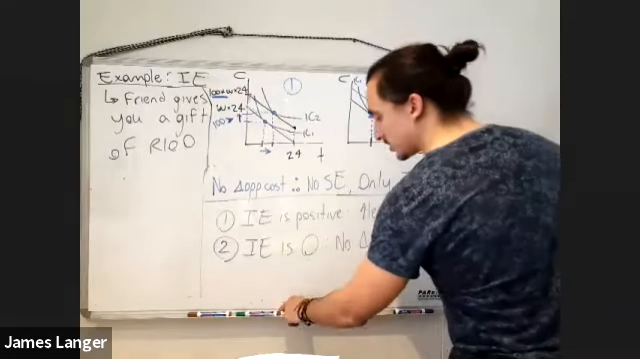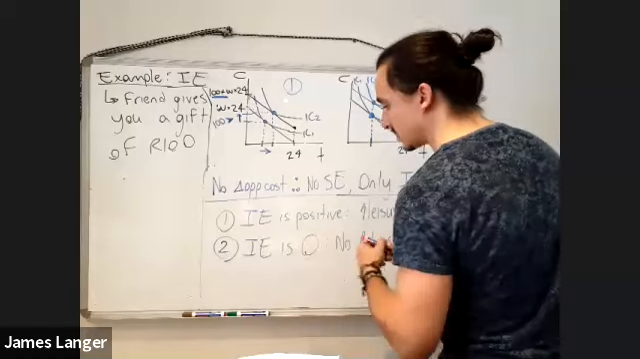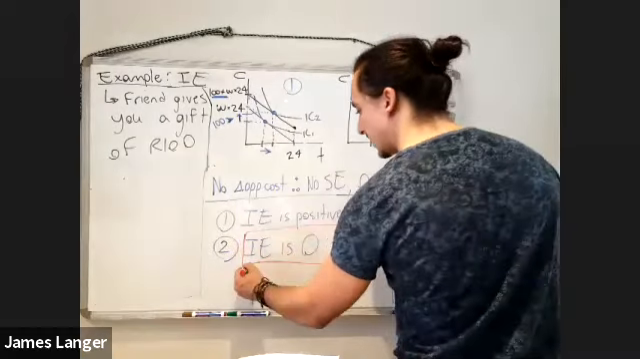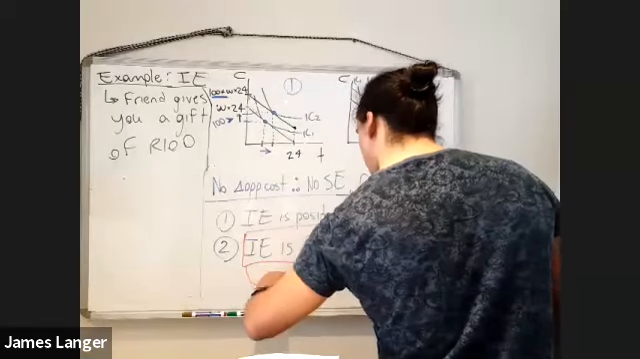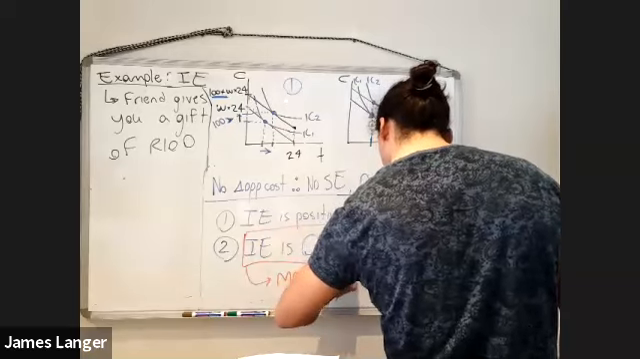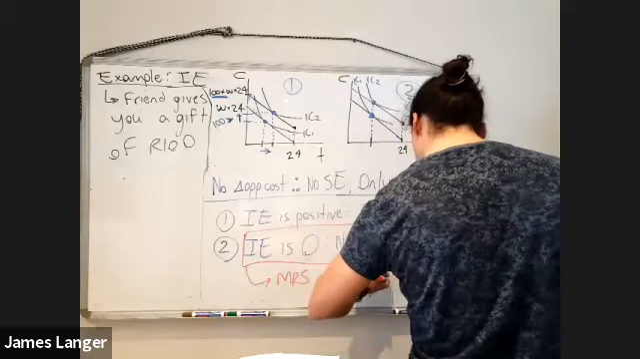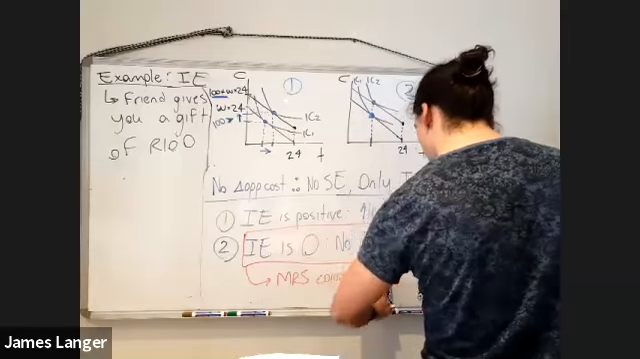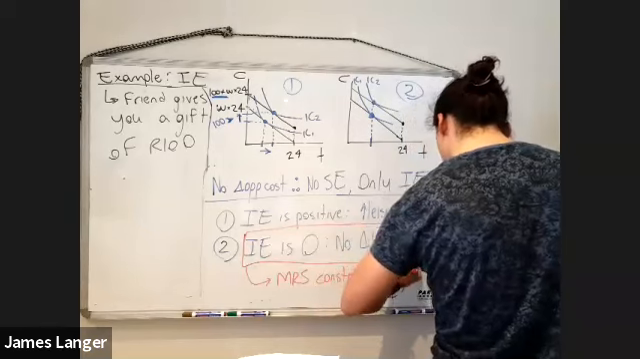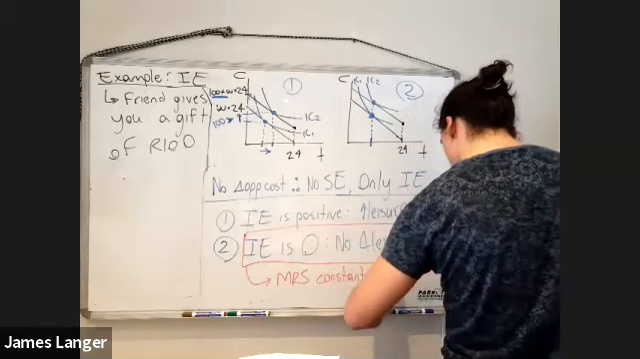Actually, just one last thing. Why would the income effect be equal to 0? Why could the income effect be equal to 0? It's just a note to make because the MRS is constant at this leisure amount.